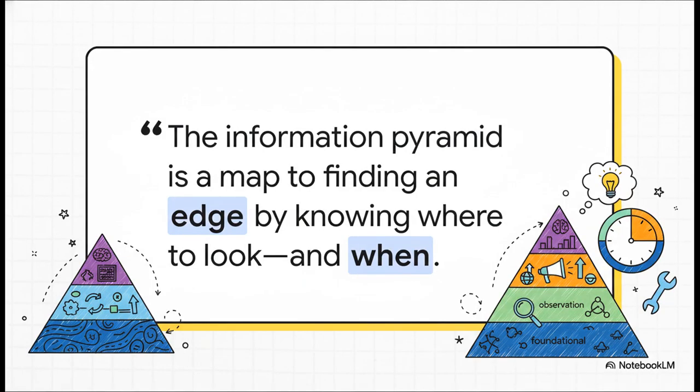So the crucial point here is that each layer has a totally different purpose and speed. The foundational layer is for those big, long-term thematic ideas. The observation layer is for understanding the consensus. The influence layer is for getting ahead of policy shifts. And the expert layer, that's for deep quantitative validation. It's all about picking the right tool for the job.